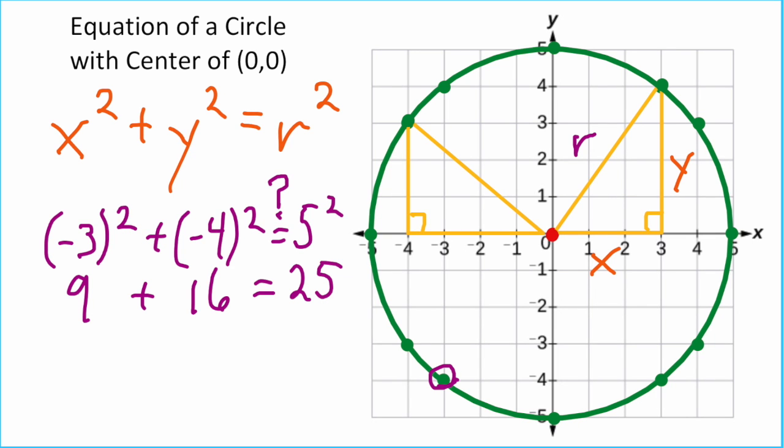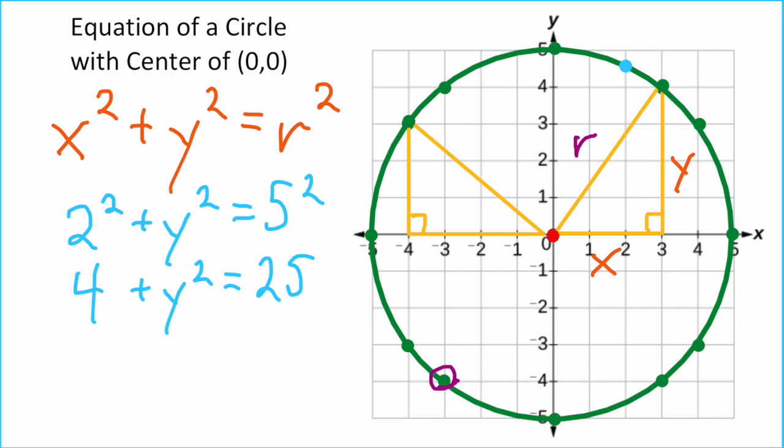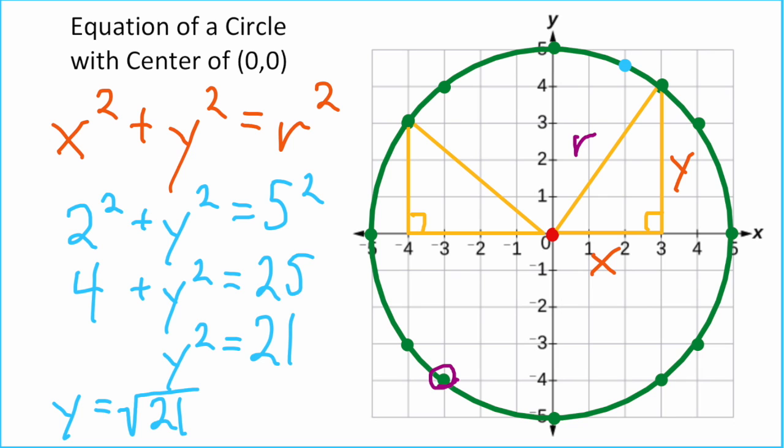What if we want to test another point, like if x equals 2? There's the point. What would the y value be? You just have to put it into the equation. So 2 squared plus y squared is going to equal 5 squared. If we work this out, we end up with y squared equals 21. So y has a value of radical 21, which if you put in the calculator is 4.583, which looks like the y value on our graph.